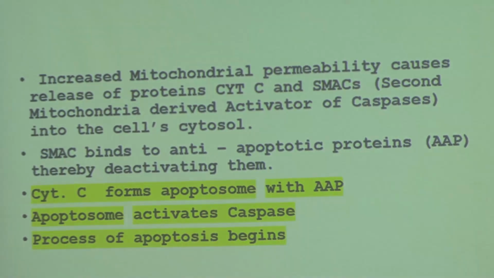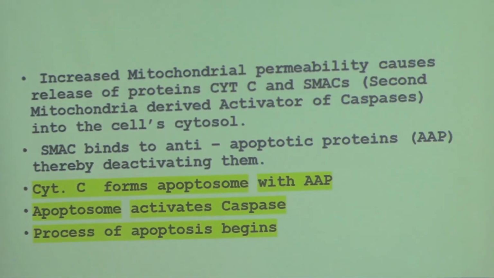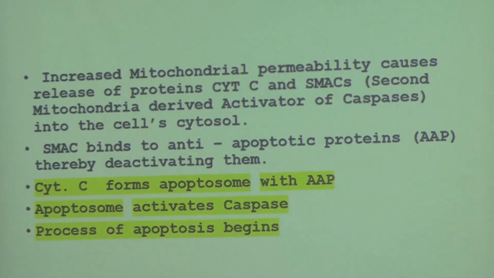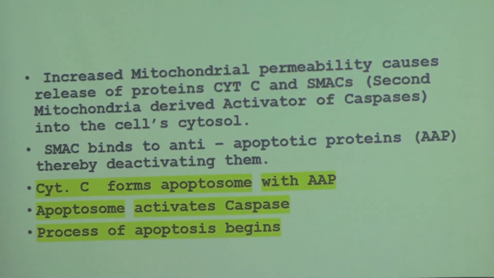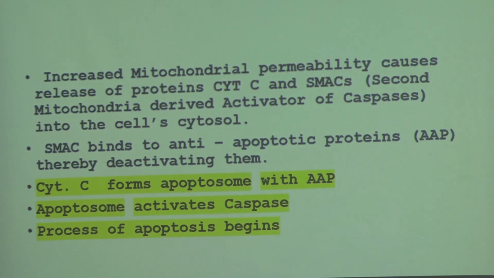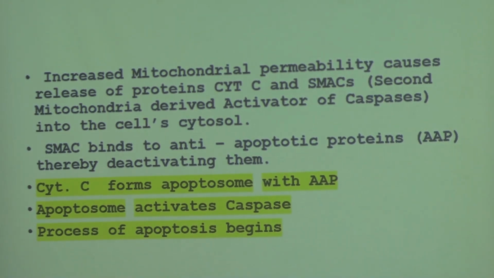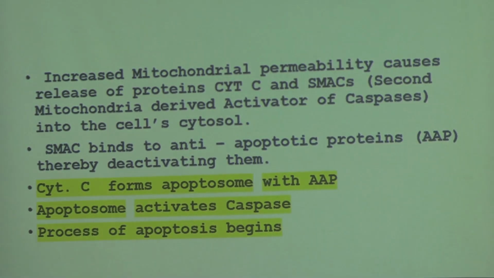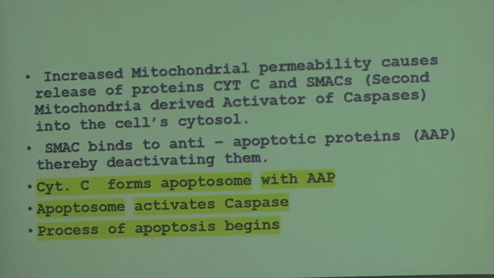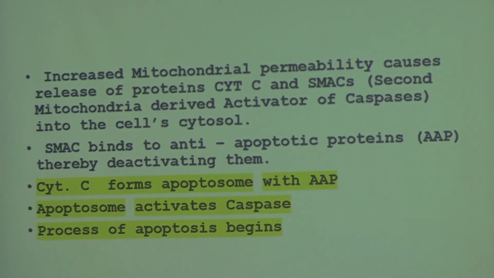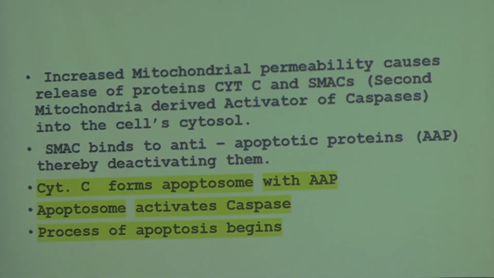So increased mitochondrial activity causes release of the protein cytochrome C and SMACs. SMAC means second mitochondria-derived activator of caspases, released into the cell cytosol. Now the SMAC binds to IAP. IAP always inhibits apoptosis, so SMAC will bind with it and inactivate it. Its presence will not allow apoptosis, so first it has to be removed. It has to be deactivated.